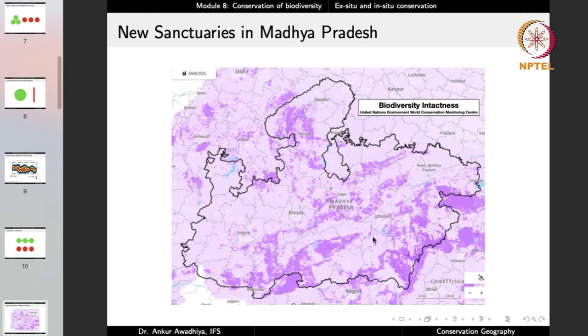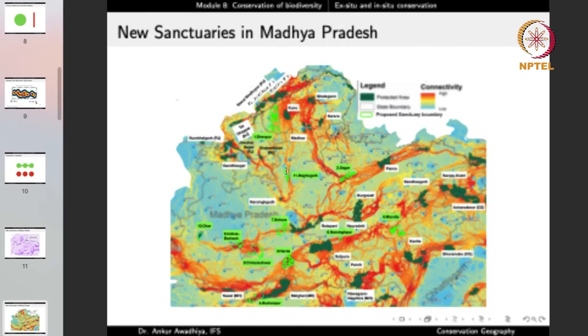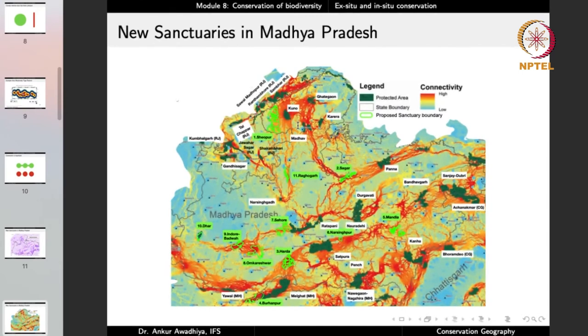So in this map, we can see that these dark colored patches are the ones where the biodiversity still remains. And when we next look at the areas where the reserves and the sanctuaries already exist, here we have a map which shows that here we have Kuno Palpur, here we have Ghati Gaon Sanctuary, here we have Karera Sanctuary.